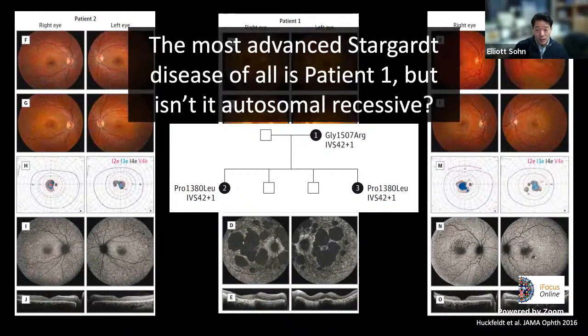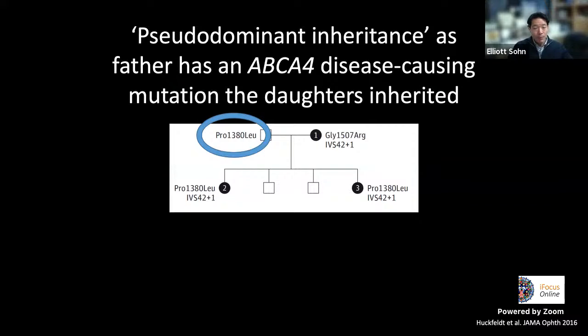Well, it's autosomal recessive, so you've got to think, well, it should only really happen in 1 generation, traditionally, but this is an unusual case of pseudo-dominant inheritance because if you take the father's blood, he actually has the Pro1380Leu mutation that was given to both daughters. So both daughters inherited the pathogenic ABCA4 mutation from the father, and then inherited the IVS intronic mutation from the mom. And that's why the kids got it.